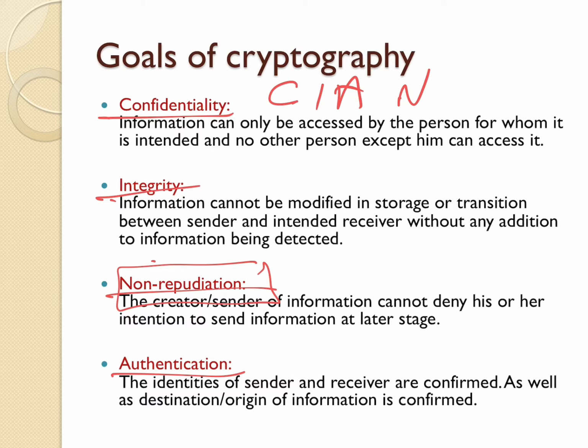So authentication is nothing but identifying the sender and the receiver. It's all about using digital signatures. We are going to see that in a little bit in that slide. So it ensures the authentication, identifying the users, identifying the receivers. Okay, so that's the main goal of cryptography.